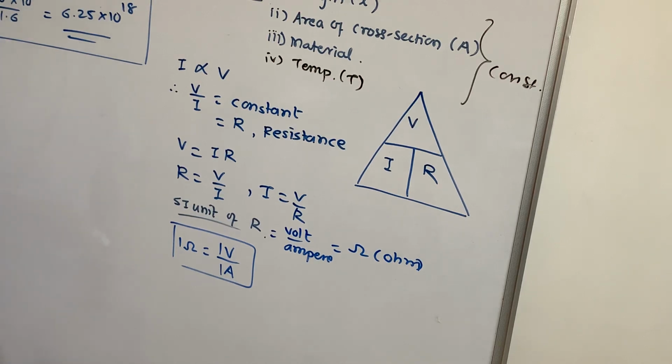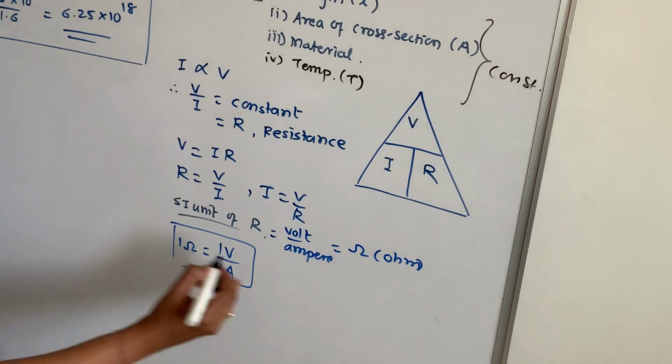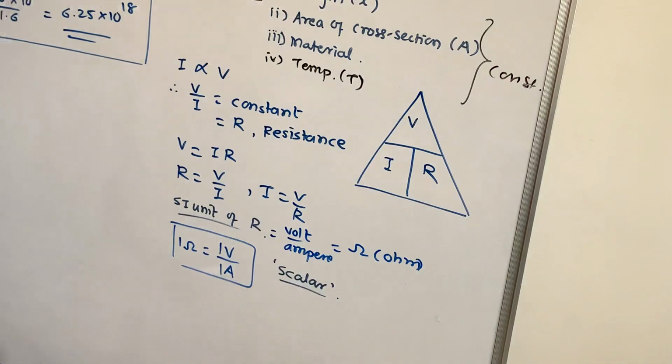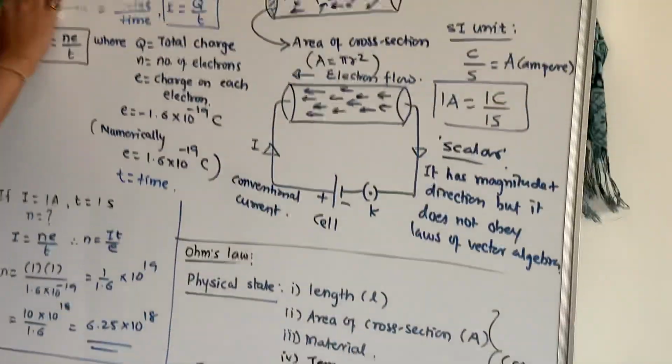Again, the quantities over here in current electricity, all are scalars, which we are studying in 9th and 10th standard, right? This is again a scalar quantity. Right? So just check. We'll continue with how Ohm's law is affected by your length, area, material and temperature, right? Now just check.